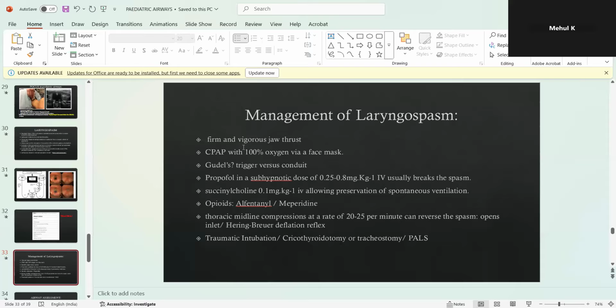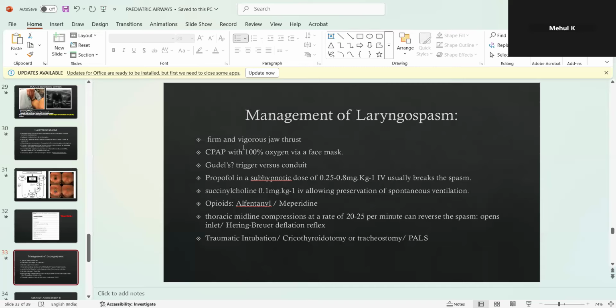It is a newer practice to perform thoracic midline compressions. Mind you, these are not the cardiopulmonary resuscitation compressions. These are just compressions so as to relieve the spasm and open the laryngeal inlet, also employing the Hering-Breuer deflation reflex. Thoracic midline compressions at a rate of 20 to 25 per minute are known to reverse the spasm. It's not a well-established practice, but you can definitely try it.